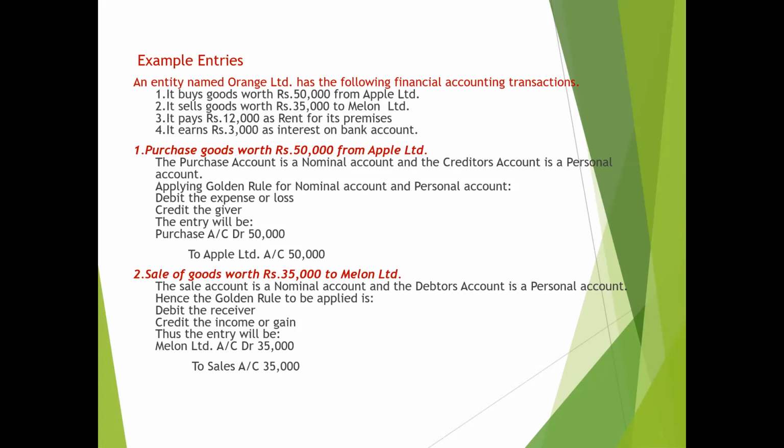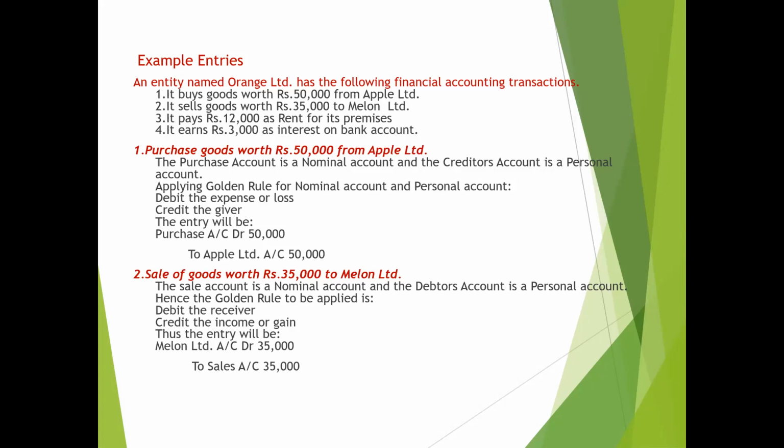Here we apply the rules for the nominal account and the personal account also. The sales account is a nominal account and the debtors account is a personal account. In case of purchasing goods, it is the creditors account. In case of sale of goods, it comes under the debtors account, which is a personal account. Hence, what is the golden rule we applied? Debit the receiver, credit the income or gain.